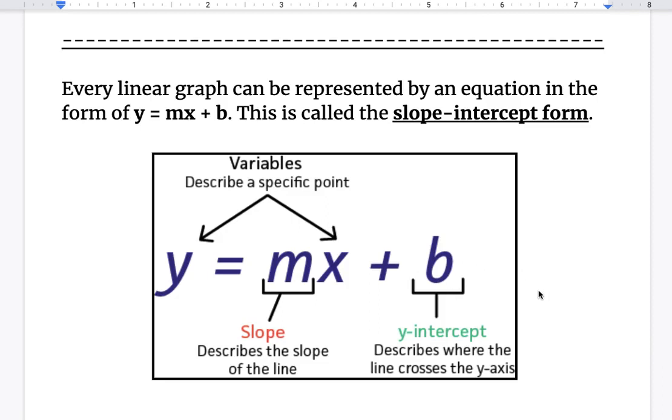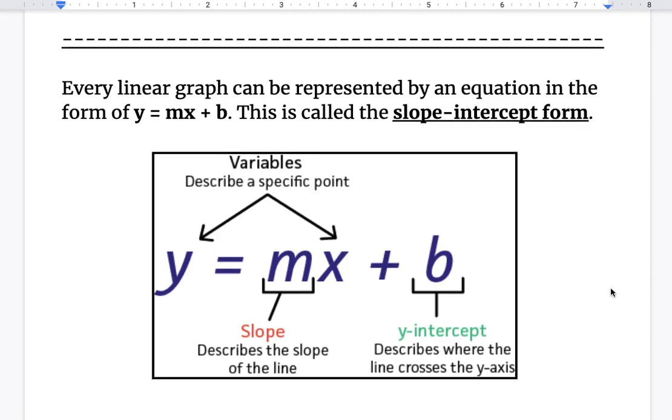The b is a new piece of information. B stands for the y-intercept. That basically tells us where the line is going to cross over the y-axis. And every line is eventually going to cross over the y-axis. So that's the new piece of information here. So y equals mx plus b just has those four different parts. X and y are the points from an ordered pair, the x point and the y point. M is the slope, and b is where the line is going to touch or cross over the y-axis.